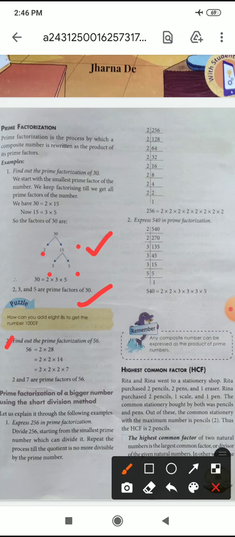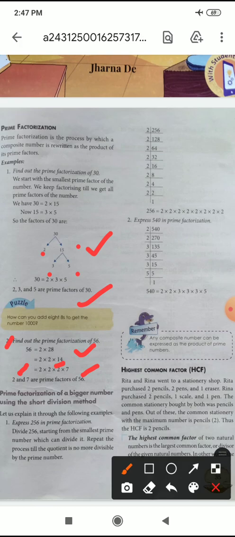Then comes example 2. Find out the prime factorization of 56. Like this, we arrange. 56 means 2 multiply 28. Again 28 means 2 multiply 14. Again 14 means, children, 2 multiply 7. So like this we arrange the prime factors. So this process is known as prime factorization.